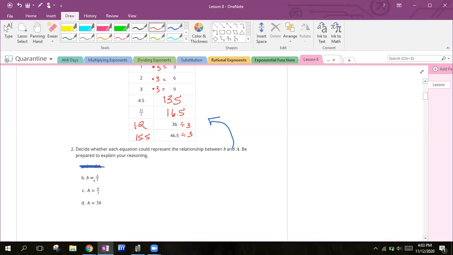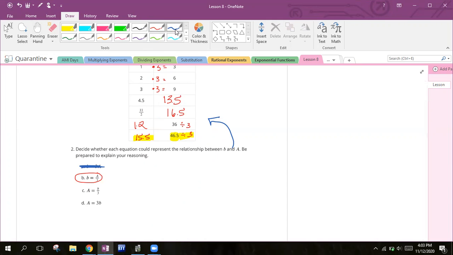Okay? So then this one says the base equals the area divided by 3. Okay, well, let's try that. I'm going to go to my area. So here's 46.5. I'm going to divide it by 3. And we've already done that. It's 15.5. So that one would represent the relationship.